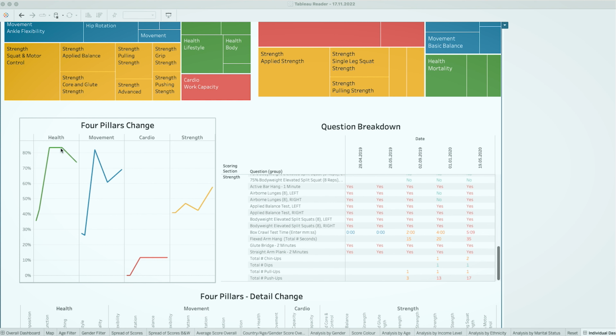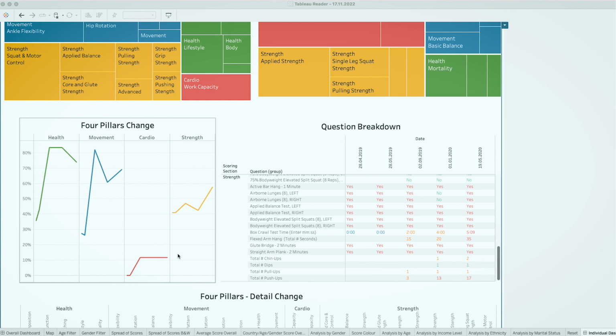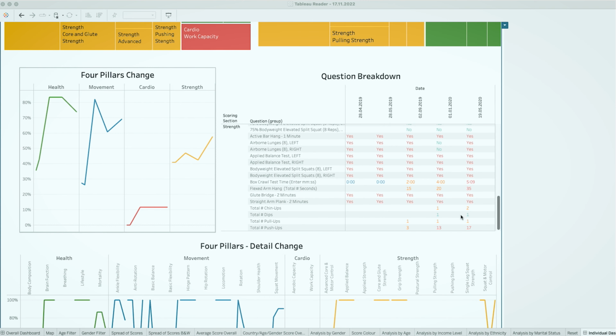So obviously health's gone up, plateaued a little bit, it's dropped a little bit, but we can monitor those trends. Same way with movement, it went up, came down, and it's gone back up again, because life isn't linear. It's not always going to go up and up and up. Life happens sometimes, so we can progress it. So cardio's up, stagnated a little bit, and strength continues to rise.